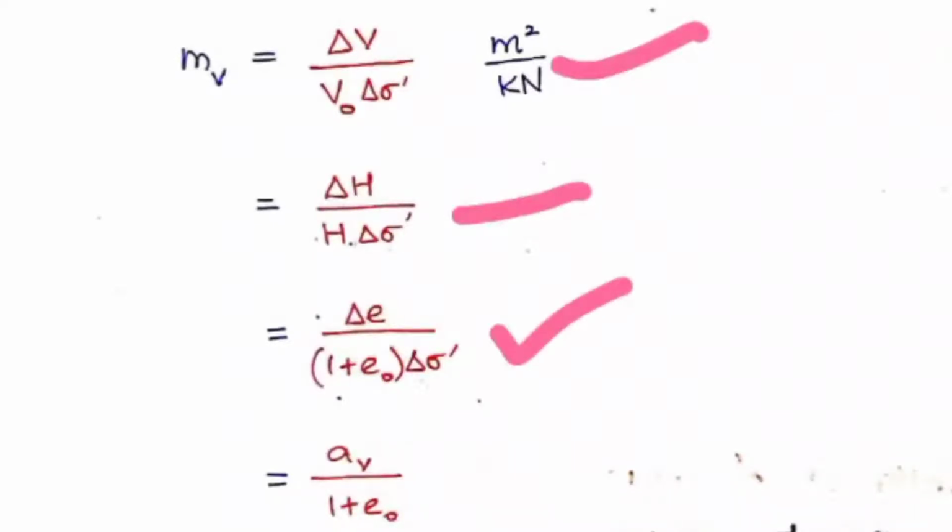So you can remember it like this: del V by V naught, or del h by h, or del e by 1 plus e naught. And we know that del e by del sigma dash is av. That is the first thing we have seen, no? So we can use that coefficient of compressibility here: av by 1 plus e naught. So this is also a relation between the volume compressibility and the coefficient of compressibility.